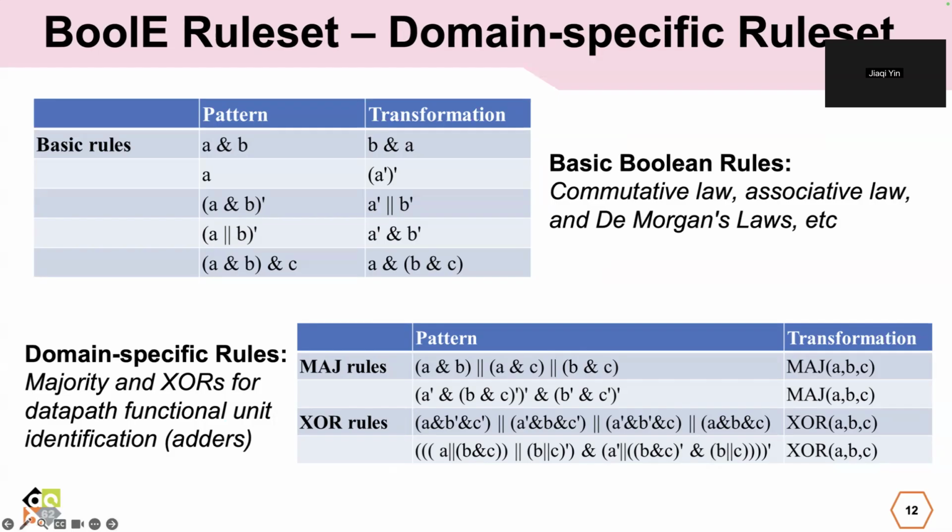These Boolean rules include the commutative, the associative, and De Morgan's law to expand the E-graph for more equivalent expressions. For basic Boolean rules, we have 68 of them.